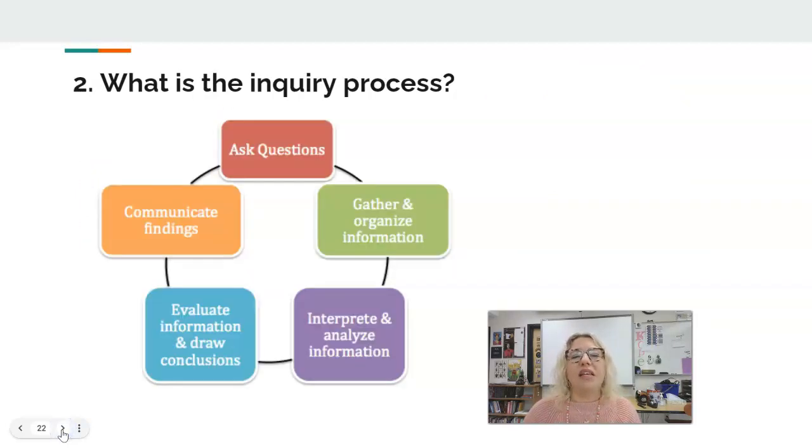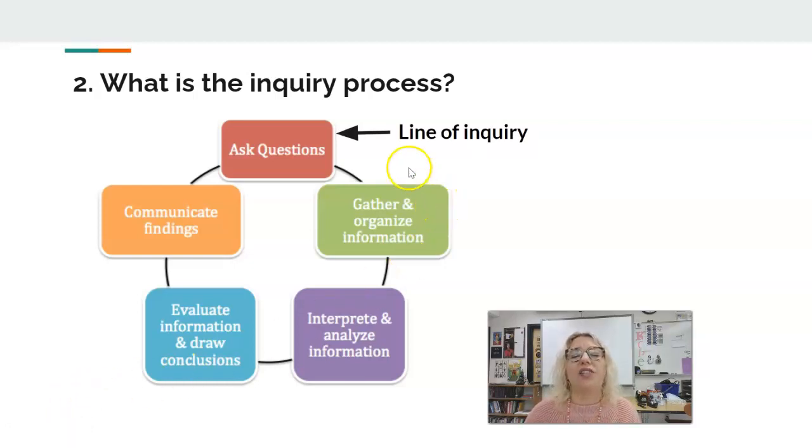Number 2, what is the inquiry process? That is what IB wants us to use for the higher level essay. And that's why this term line of inquiry is used. So the inquiry process is really where you start with a question. You start with asking questions, and that is your line of inquiry that you're going to make for this lesson.